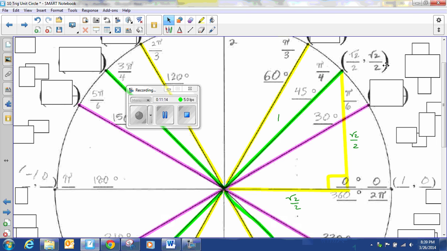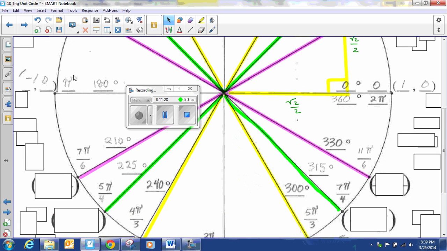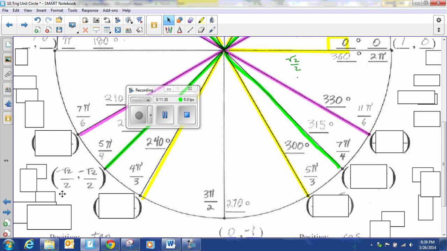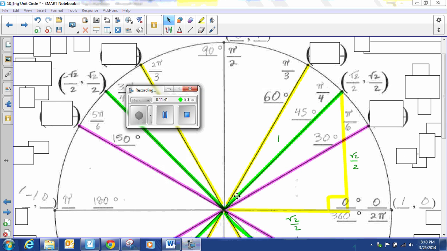So now that we know it's radical 2 over 2 for both the x and the y coordinate, we just follow the medium bow tie, and every single one of these will be radical 2 over 2. You have to adjust the sign depending on the quadrant. So down over here, it's radical 2 over 2, but both of them are negative. And in quadrant 4, only the y value is negative, but it's the same fraction, radical 2 over 2.